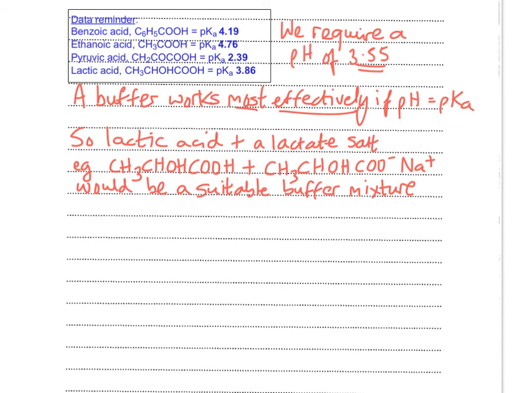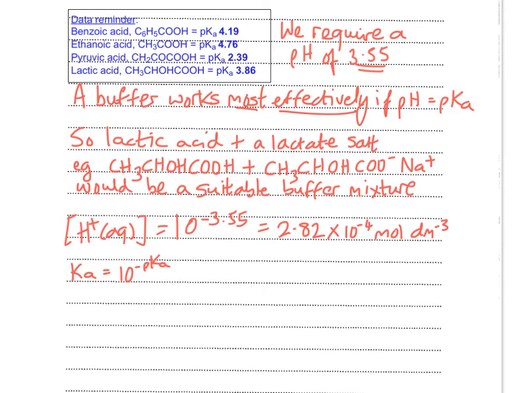So let's now work out suitable concentrations. You can use the required pH to work out the hydrogen ion concentration by doing 10 to the minus pH, in other words 10 to the minus 3.55, which gives you 2.82 times 10 to the minus 4, and like I've said before, I always like to put the units in. And remembering that the Ka value is the same as 10 to the minus pKa, the Ka value this time for lactic acid is 10 to the minus 3.86, giving you 1.38 times 10 to the minus 4 moles per decimeter to the minus 3. So let's bring the page down a little bit to finish the calculation off.